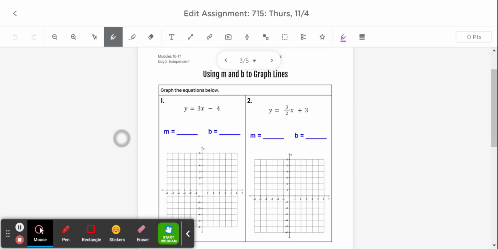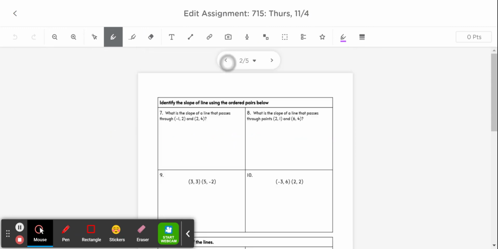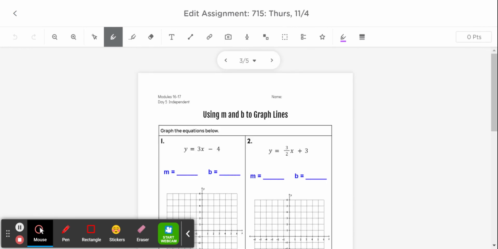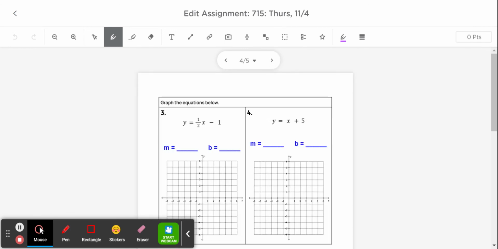Then you have slide 3. Let me back this up here. Ooh, the wrong independent got linked here. I'm going to change your independent so you'll have an independent that actually matches what you did instead of what is here now. All right, good luck.